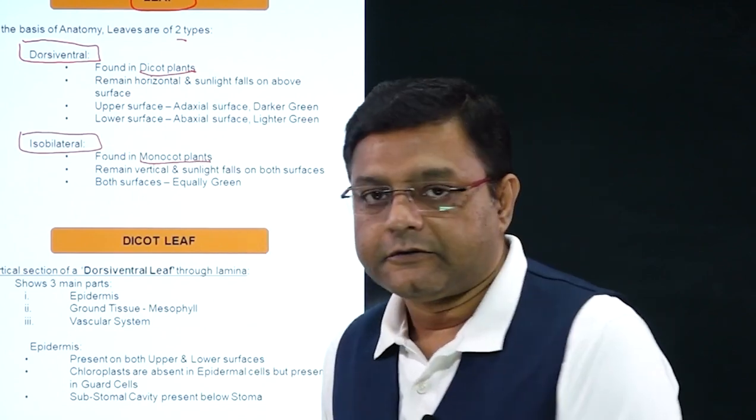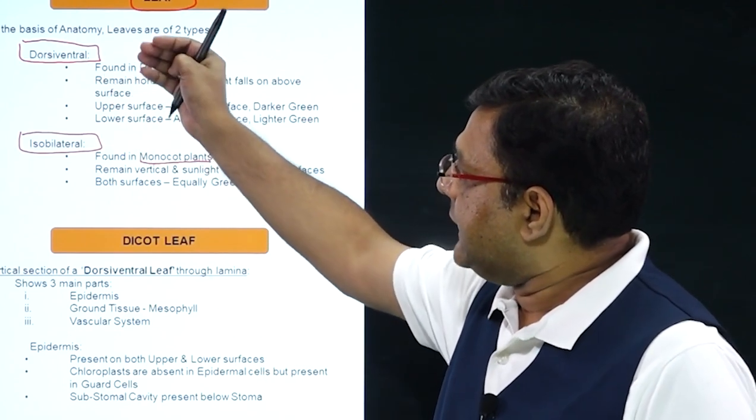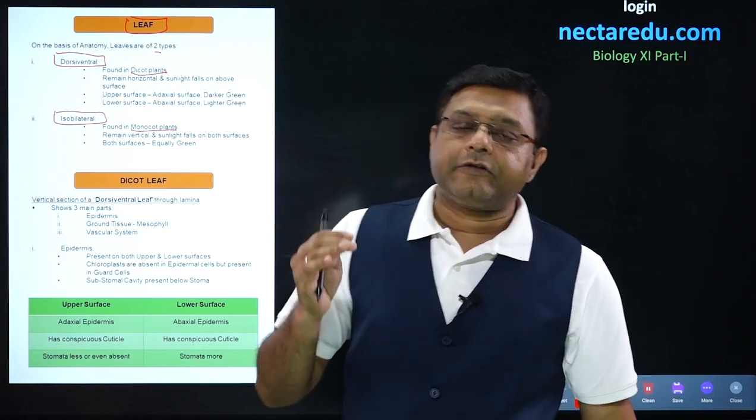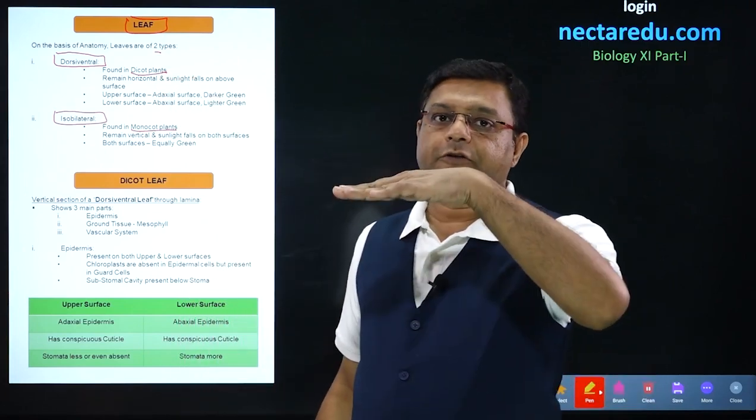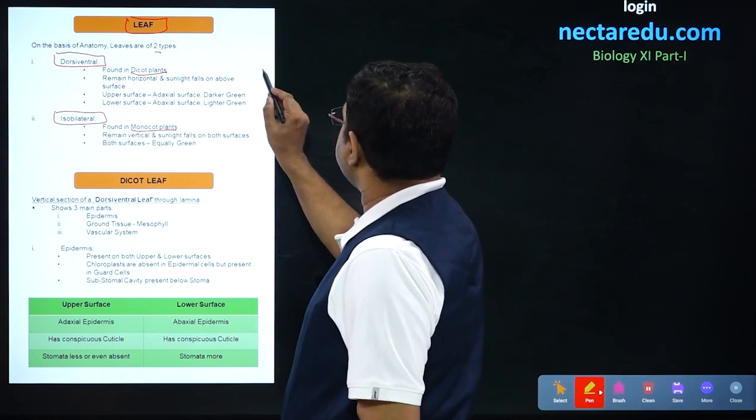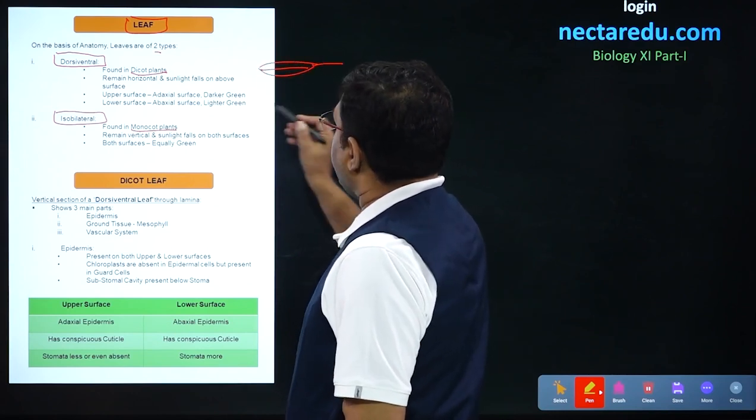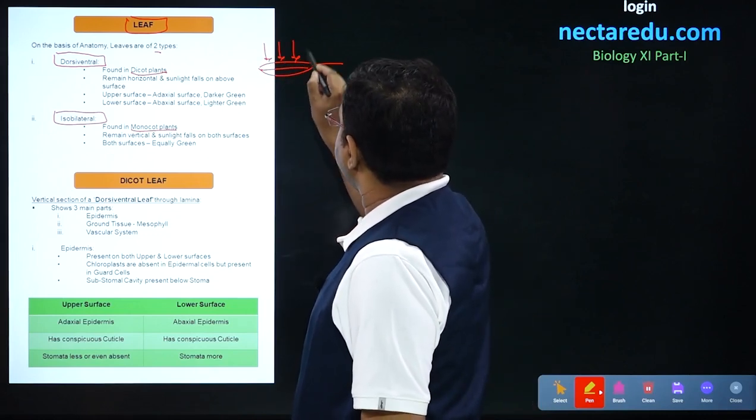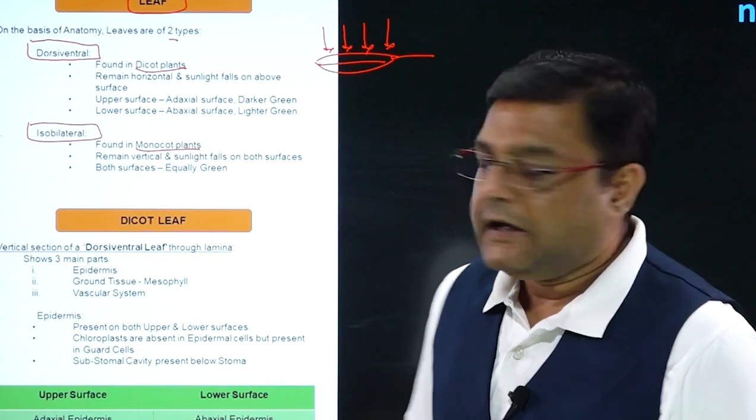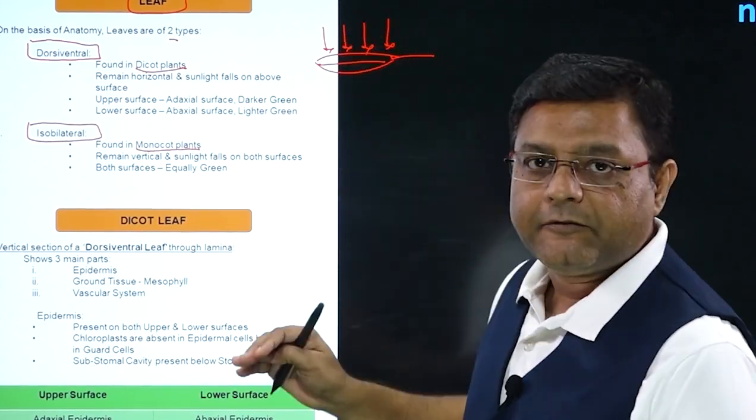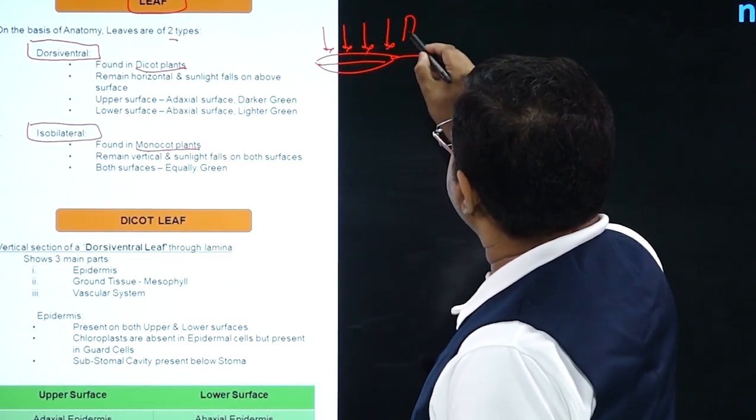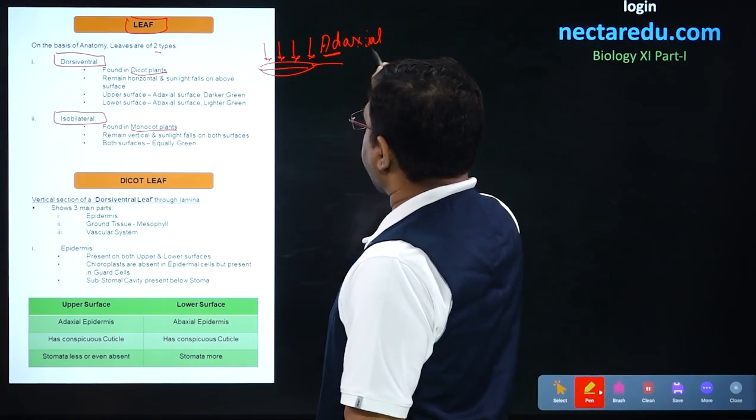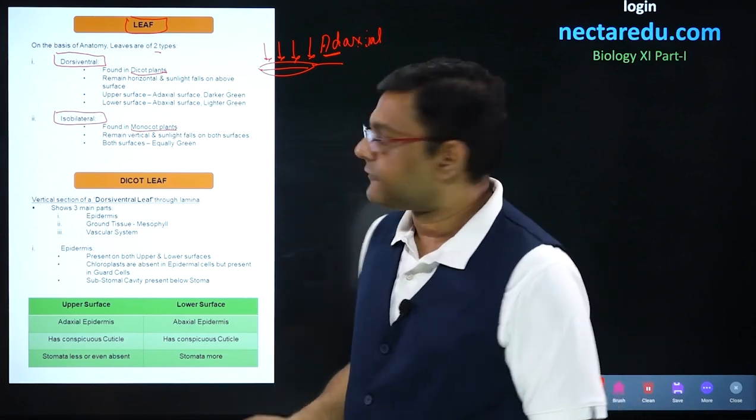case of monocot plants. If we talk about the names dorsiventral and isobilateral, then these dorsiventral leaves remain horizontal in position. So this leaf will be horizontal like this. And if it is horizontal, then sunlight will obviously fall from the above surface. So it will be getting sunlight from above surface, and this above surface is called as adaxial. So adaxial surface is the upper surface.